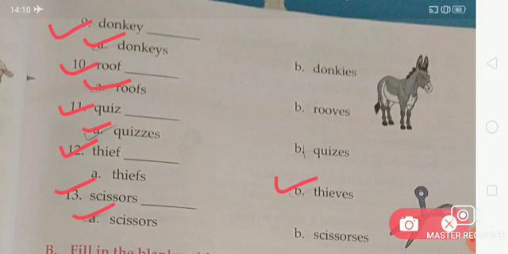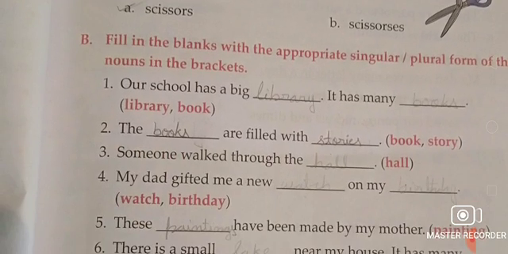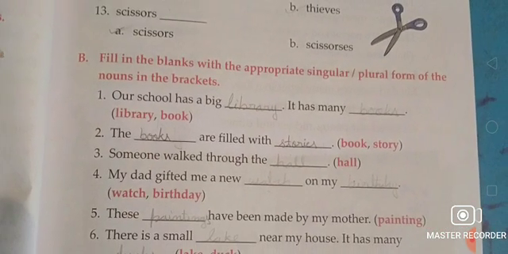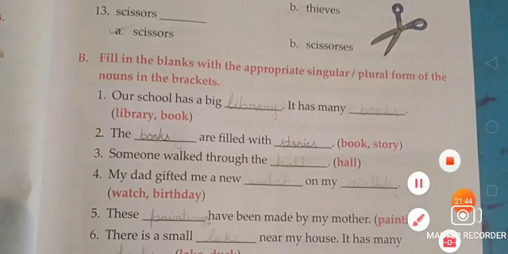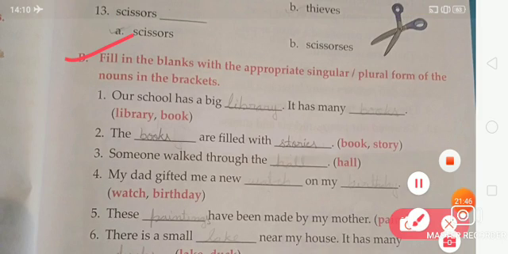So just like this you have to choose, and after that you have to write one by one on the given blanks. Okay, student. Now we are moving to the next exercise. That is exercise B. So what will we do in this given exercise? So student, fill in the blanks with the appropriate singular or plural form of the nouns in the brackets.